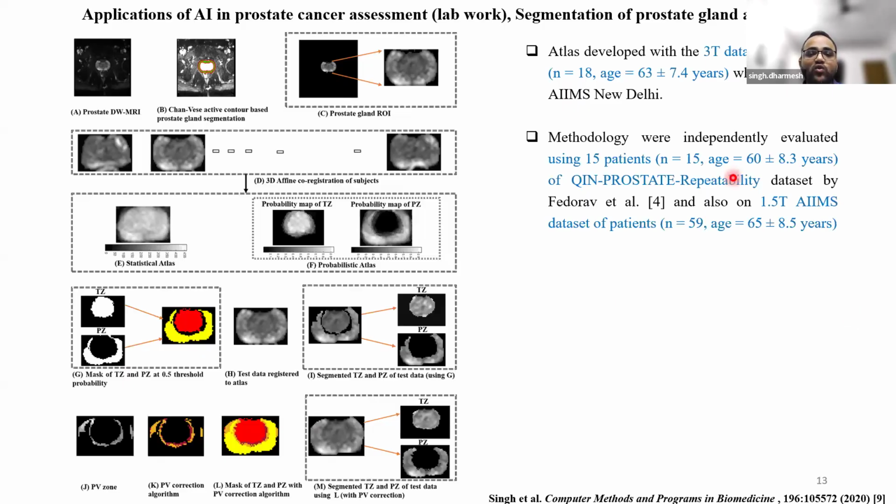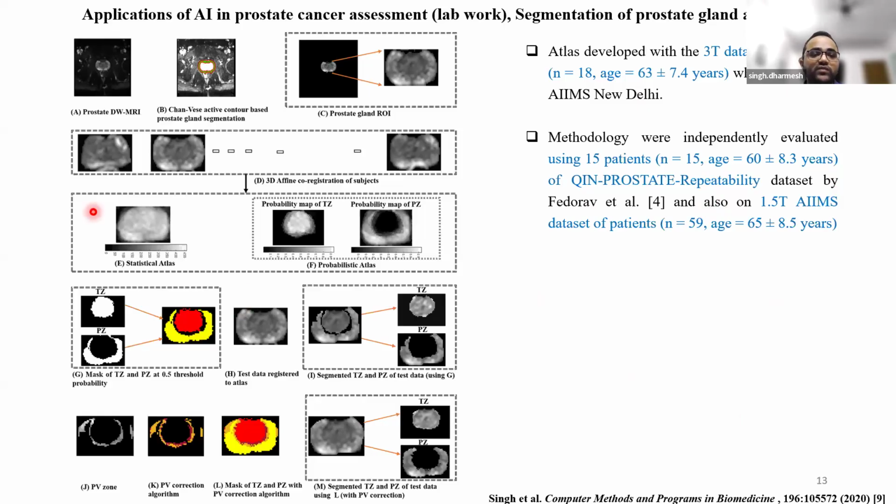So we collected around 59 datasets from AIIMS Delhi, and then we developed atlases using 3D MRI, and also tested this algorithm on open source, independently evaluated datasets like the Prostate repeatability dataset. So now let's walk through the workflow step by step.